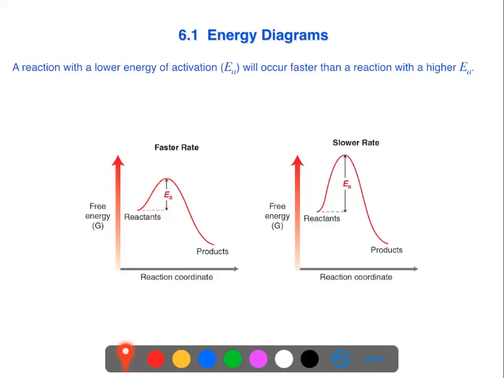Less energy is required for the reactants to proceed through this transition state towards products. Whereas if the barrier is substantial, quite high, that's going to have a major effect on the rate of the reaction. The reaction will be slower as a result.